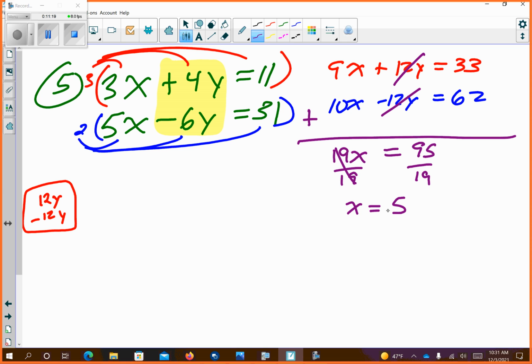Does that seem about okay? So I have my x value. Now I have to find my y value. So let me just pause there for a minute. Do you see the work I did? Does it make sense?